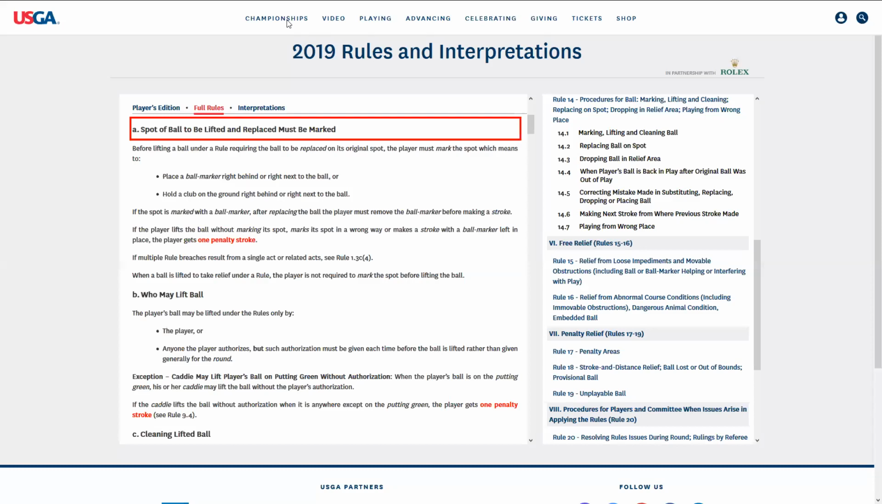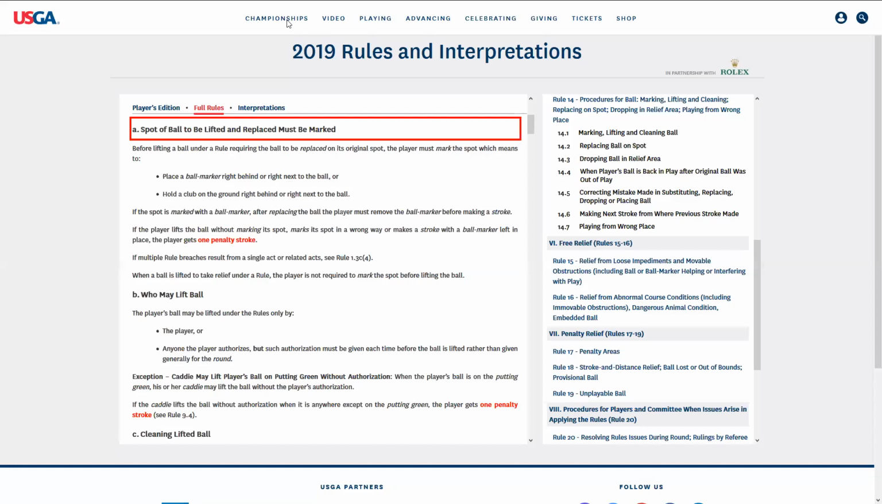The question is, is this a change for 2019? And the answer is yes, it is a change. Under the old rules, you were not required to lift the ball marker before you putted. Now you are required to lift it. If the player lifts the ball without marking it, marks its spot in the wrong way, or makes a stroke with a ball marker left in place, the player is going to get a one-stroke penalty.